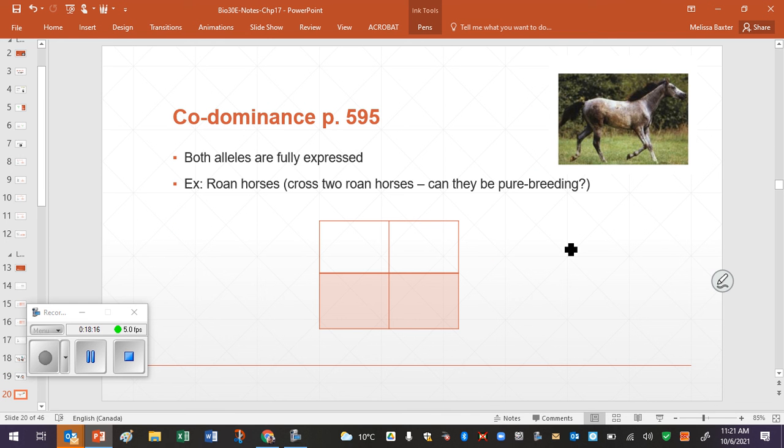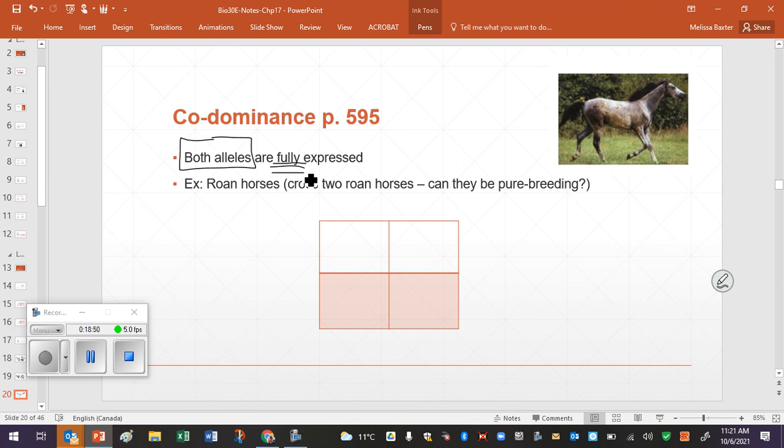There's another scenario, and it's called codominance. And sometimes people think incomplete dominance and codominance are the same because they both involve stuff kind of mixing together. But there's a distinction. In codominance, both alleles are fully expressed. That means that they're not mixing together to form a third intermediate color. It means that we're going to see both traits.